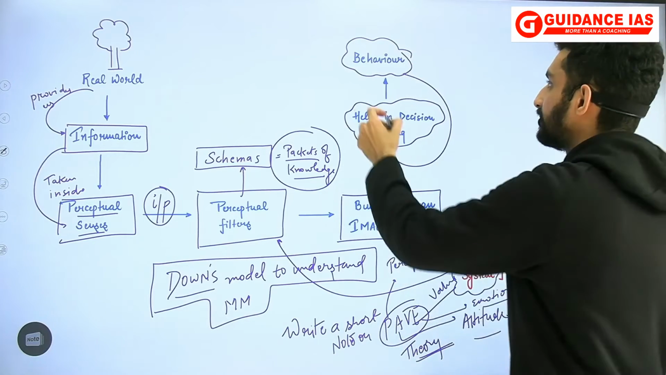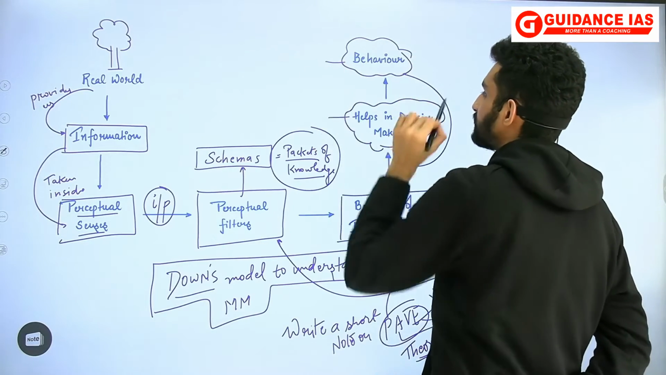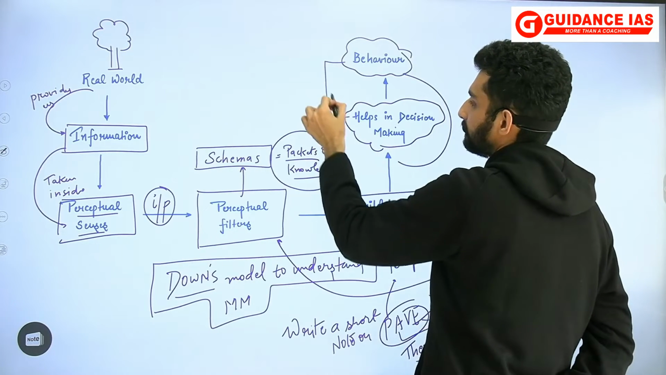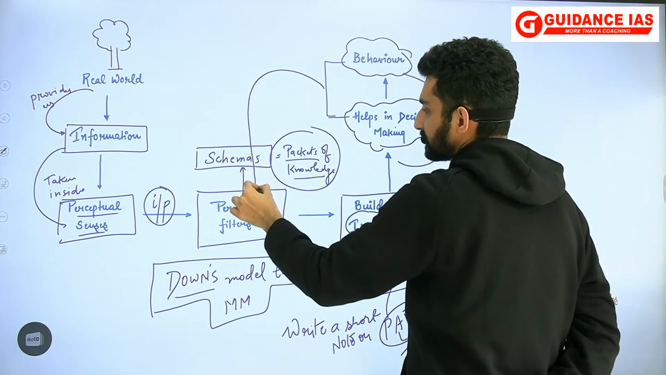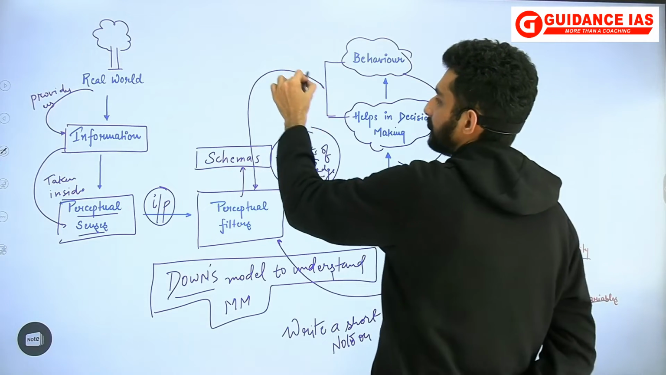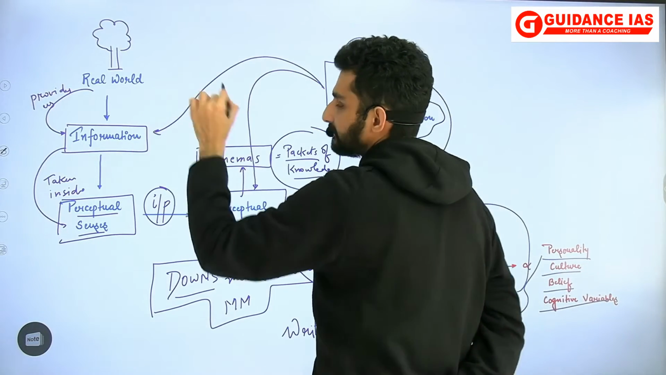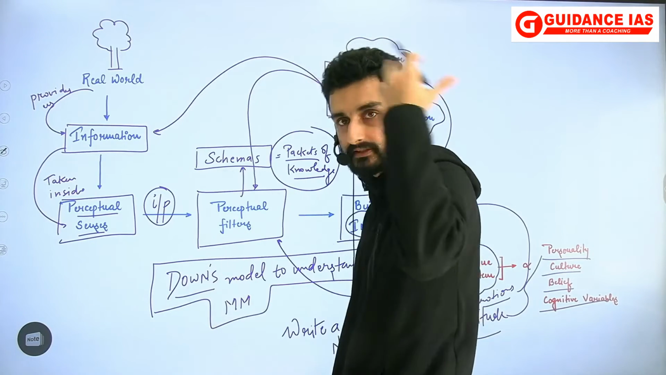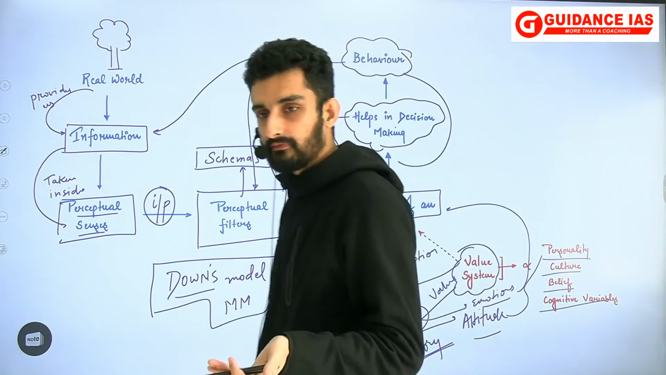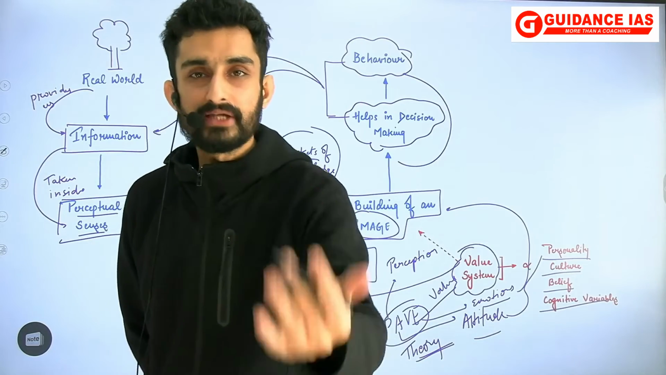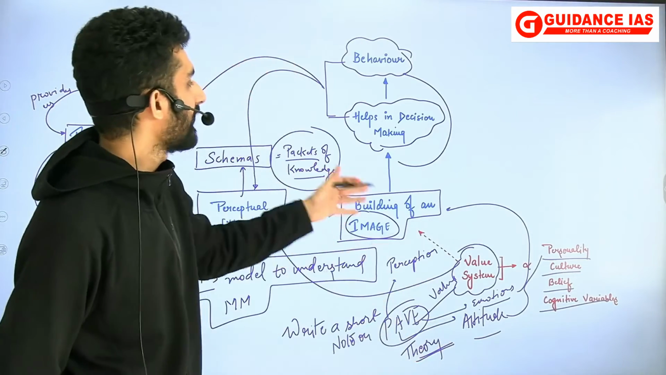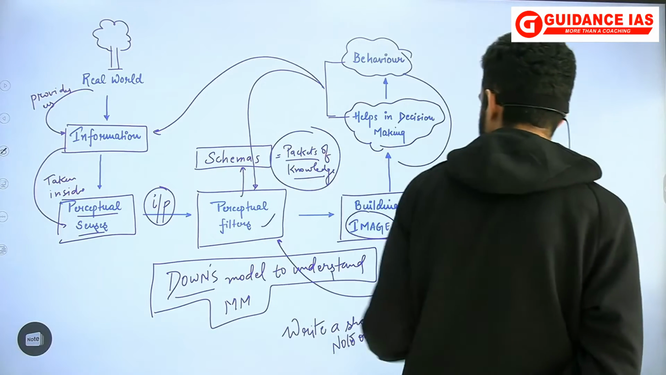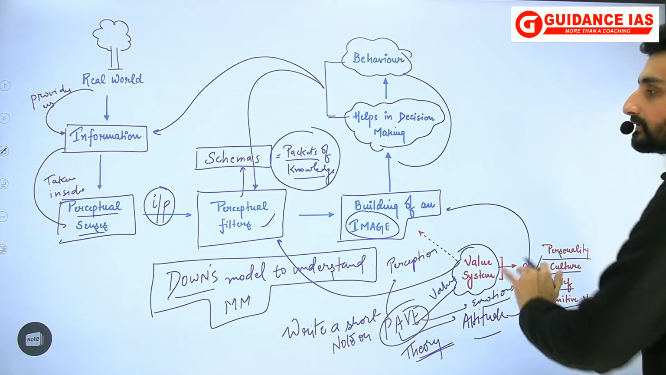Again, all this, your behavior and decision making, which is a result of the image you have built, will again impact your perceptual filters, will again impact your information receiving senses, because you will now be craving for more information if you have certain information in your mind. Therefore, it is always said that the more you read, the more you can read, because now you actually have more strong and heavy perceptual filters. So this was the model of Downs.